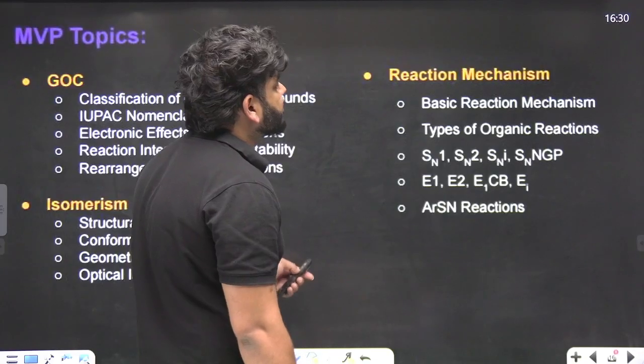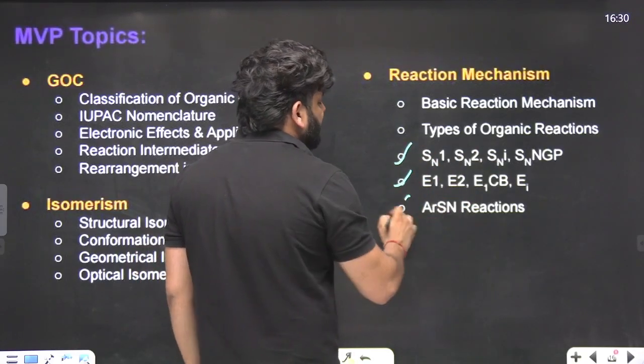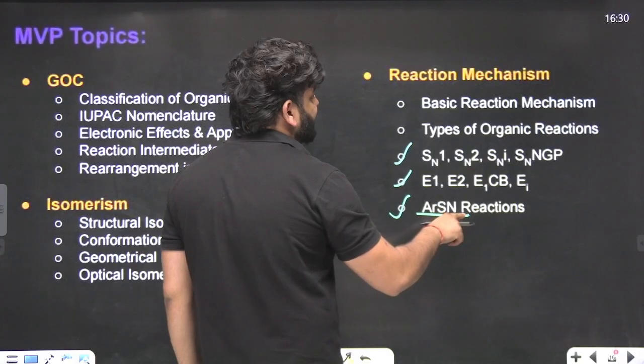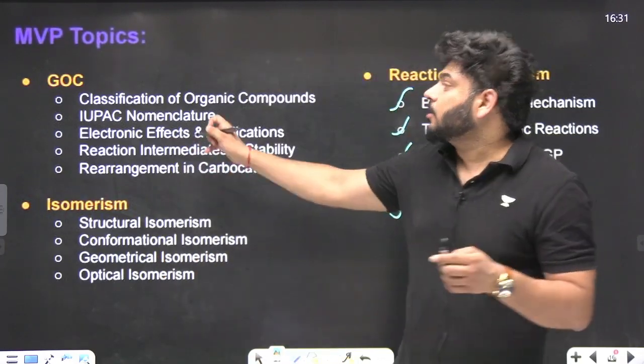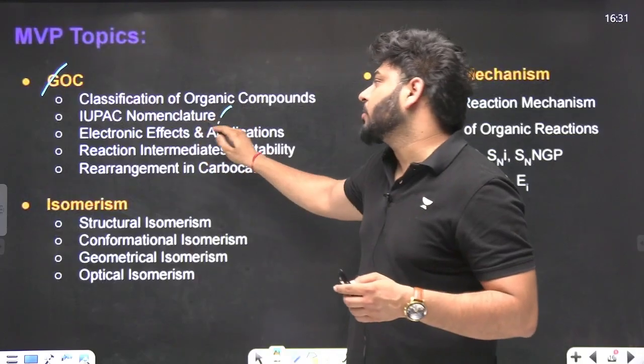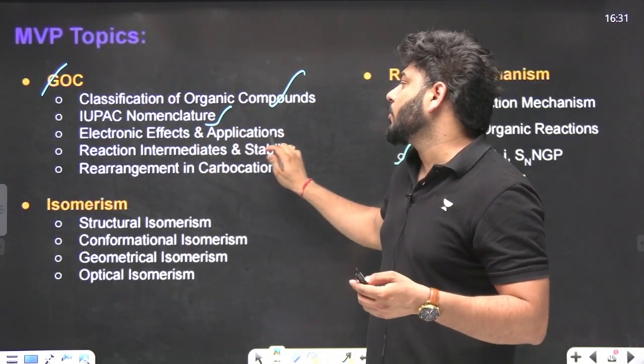Then reaction mechanism, you all need to cover the substitution and elimination reactions and their types. Some idea should be there for aromatic reactions as well, and basic mechanism you have to carry with you. Then we have GOC. GOC IUPAC nomenclature is important. These days questions have been asked. Classification of organic compounds must be known.